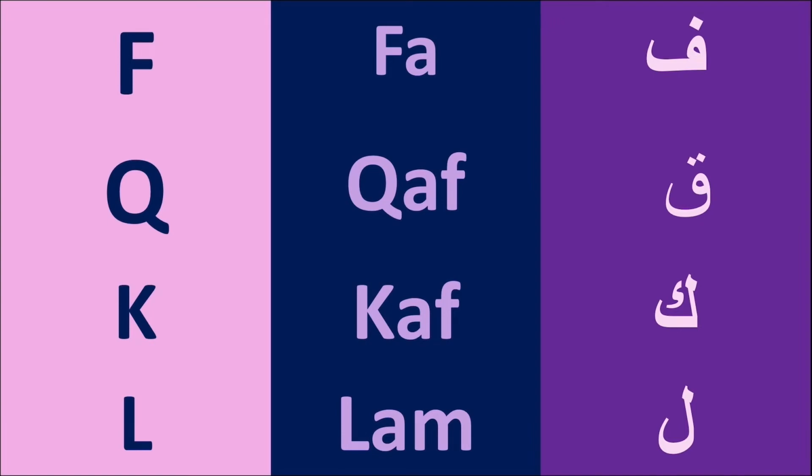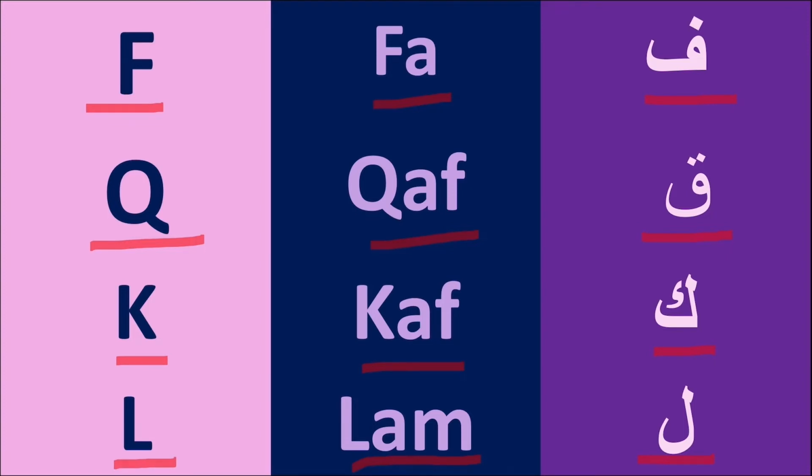Next letter is fa. Fa. It sounds like F in English. Next letter is qaf. Qaf. It sounds like Q in English but heavy. Next is kaf. Kaf. It sounds like K in English. Then comes lam. Lam. It sounds like L in English.